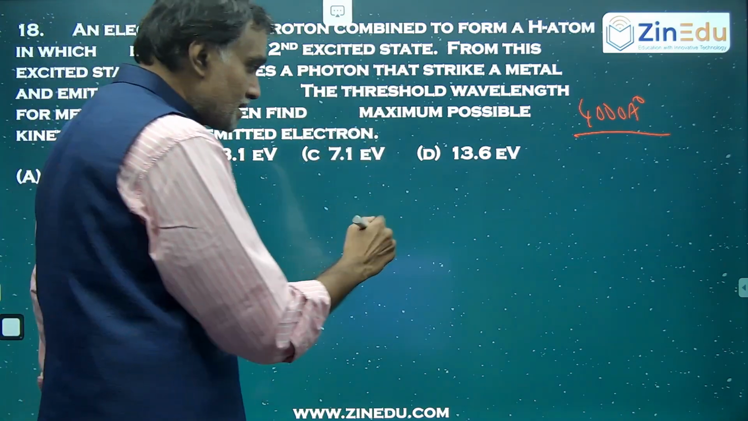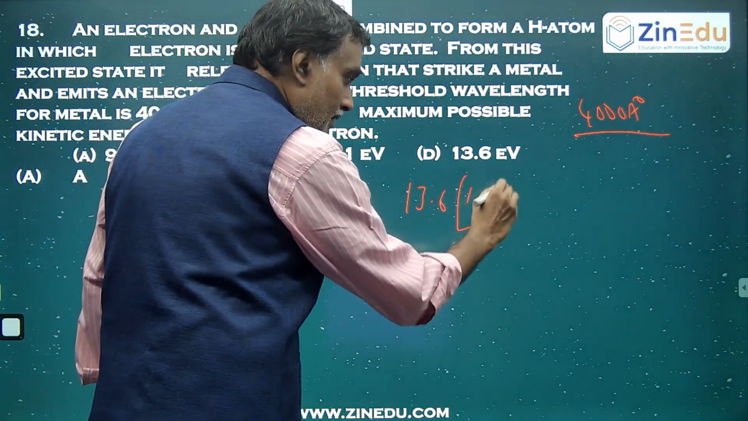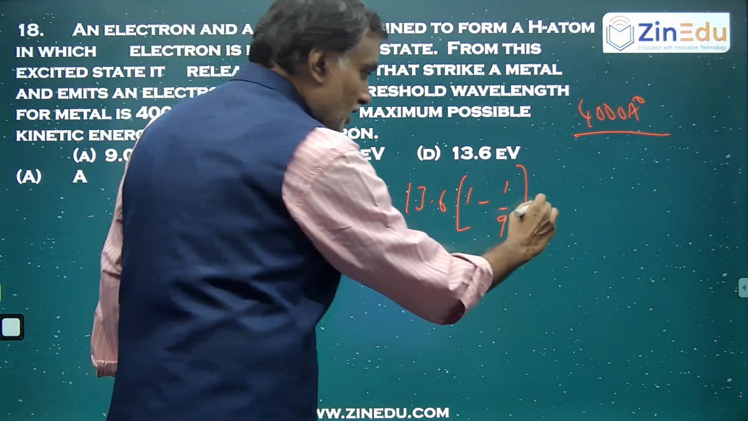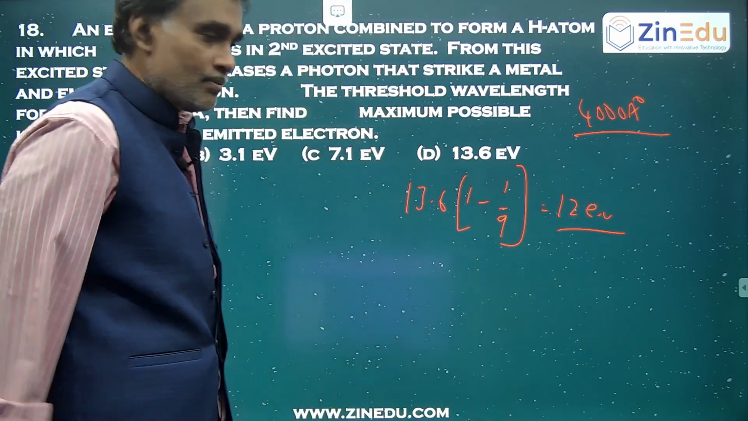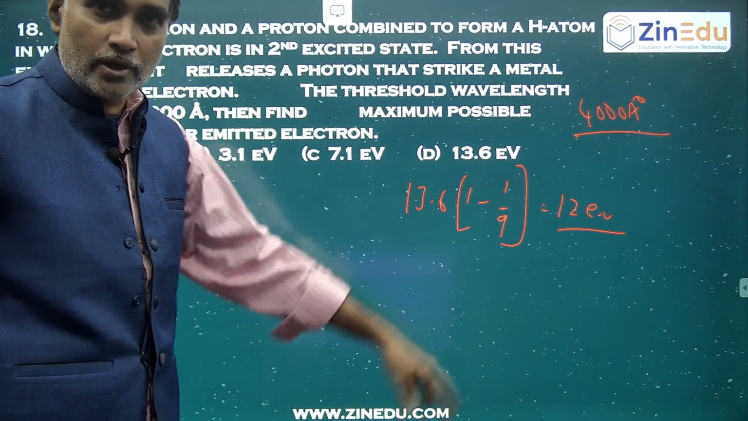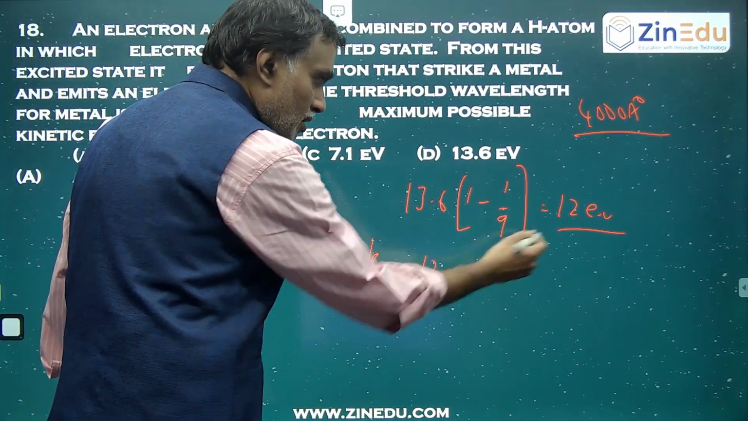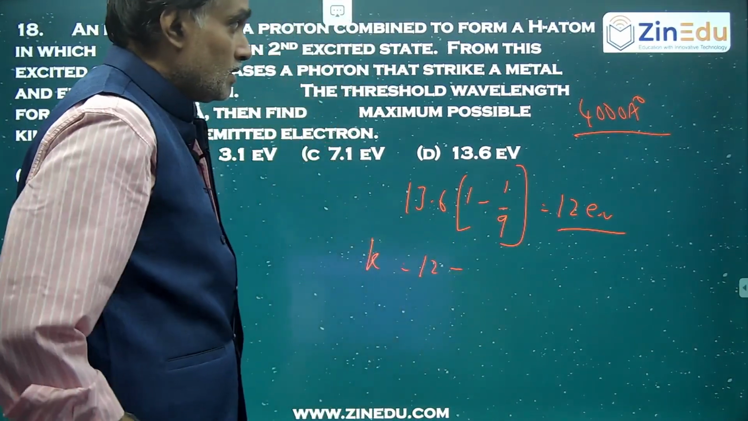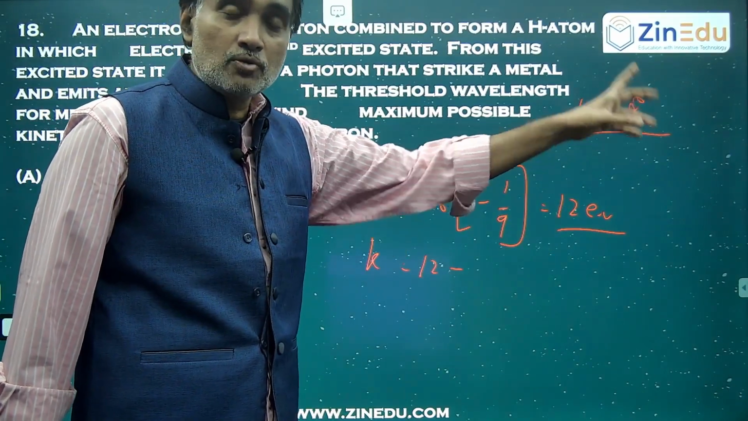So for the 3 to 1 transition, what is the energy? 13.6 times 1 minus 1 by 9, that is 8 by 9, which is approximately 12 electron volt. Approximately you can write that, because the answers they have given are widely separated, so no need to calculate exactly. Then the maximum kinetic energy is around 12.1 electron volt minus the work function. What is the work function? The threshold wavelength is 4000. What is the corresponding energy?